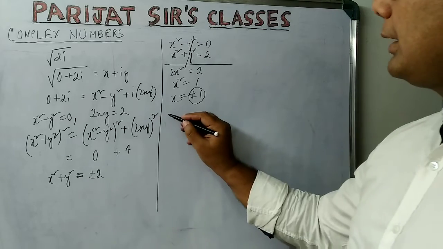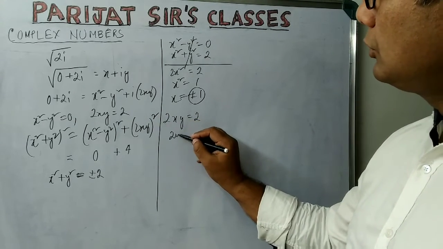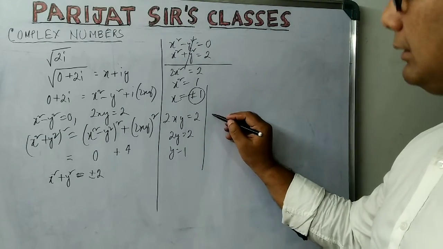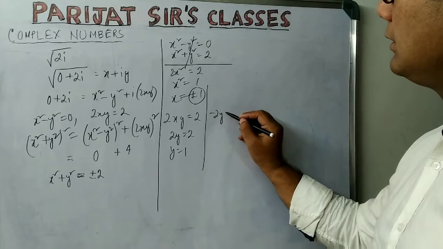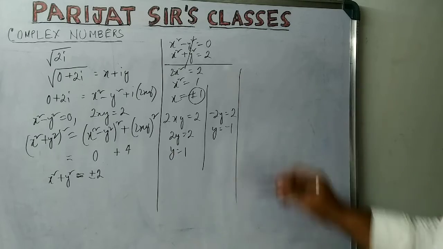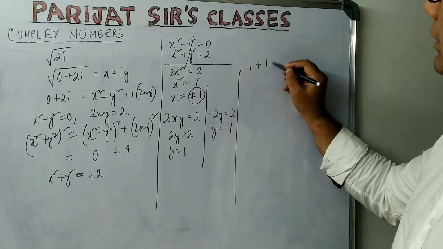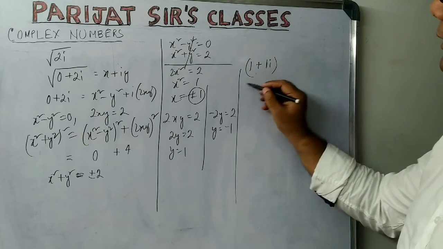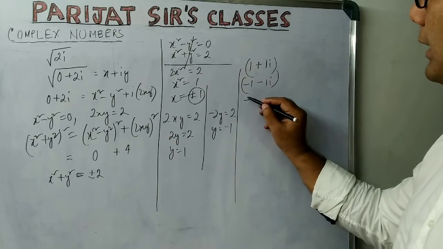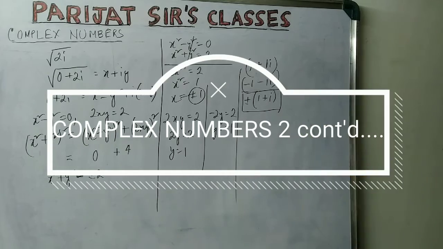So let us take x as plus 1 in this formula. If x is plus 1, so 2y is 2, y is 1. And if x is minus 1, then it is minus 2y is 2 and y is minus 1. So what did we get? When x is plus 1, we got y as 1. And when x is minus 1, we got y as minus 1. So if I combine these, I can get plus minus 1 plus i. This is the square root of the complex number.